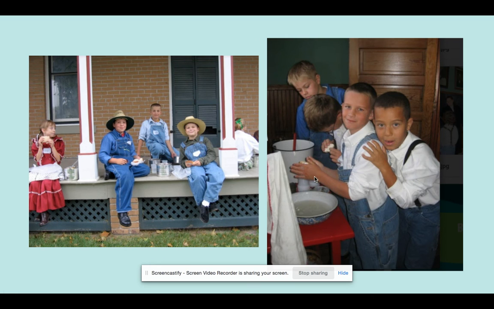Now let's look at the picture on the right side. What do you notice? I see that it looks like they are washing their hands. And I think that because I see that this person has soap, it looks like, and this student is rubbing their hands together with a bowl of water. Is this how you wash your hands? Or is how you wash your hands a little bit different?